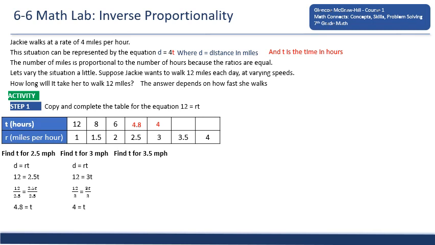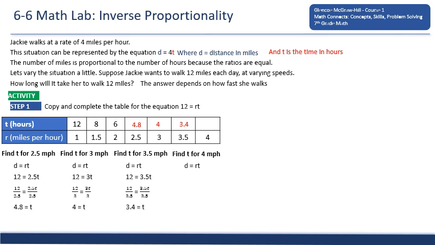If we find T for 3.5 miles per hour, or time, we have distance equals rate times time. 12 equals 3.5 times time. We'll divide both sides by 3.5 to isolate time by itself, and we get 3.4 equals T, or time. We'll plug that into the table.